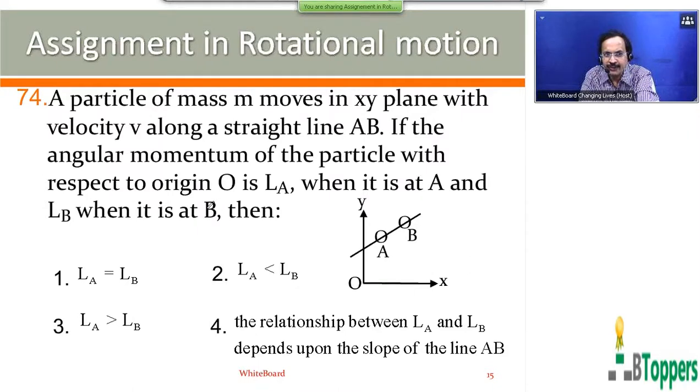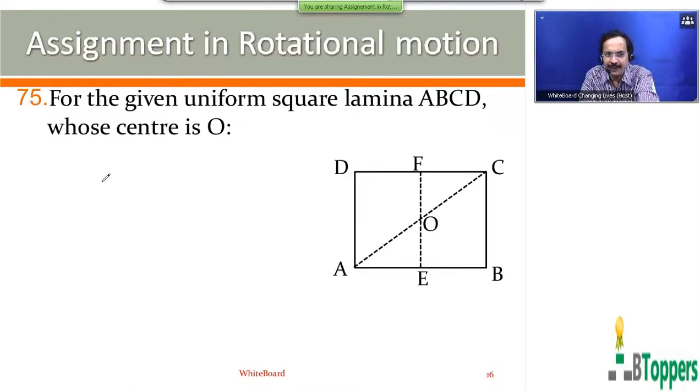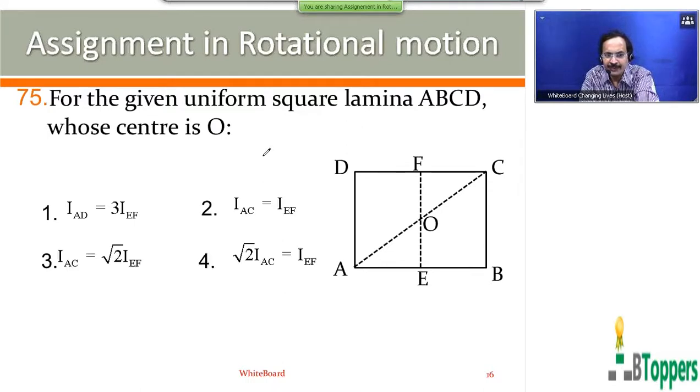So I am going to show the next question on screen. Look at the question number 75. For the given uniform square lamina ABCD, whose center is O, 4 options are shown on screen. IAD means moment of inertia about the side AD is equal to 3 times IEF. IEF means moment of inertia about the line EF, like that. Come on, take a pause and try this question.